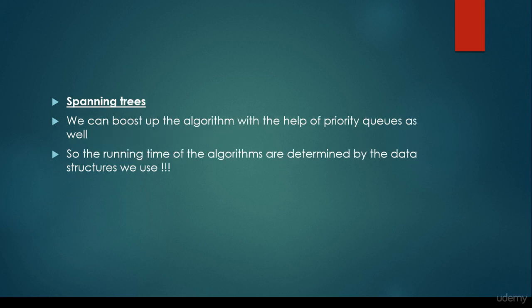Or for example, let's consider the other important algorithm. By the way, we are going to talk about these algorithms later. So for example, we would like to construct spanning trees. Then we can boost up the algorithm with the help of priority queues again. So the running time of the algorithms is determined by the data structures we use. And basically, that's why it is very important to use good underlying data structures.